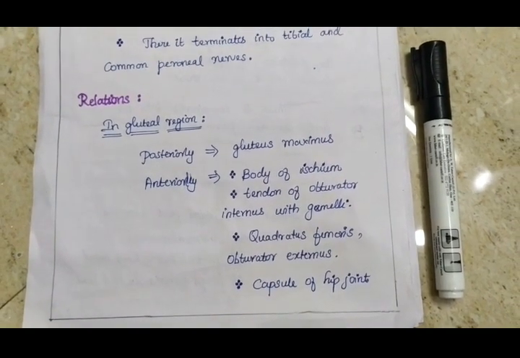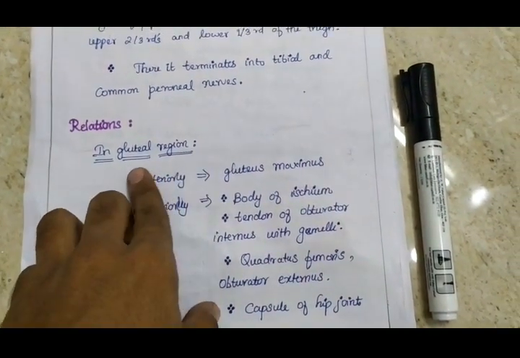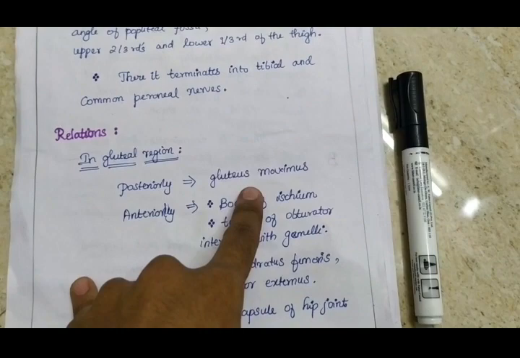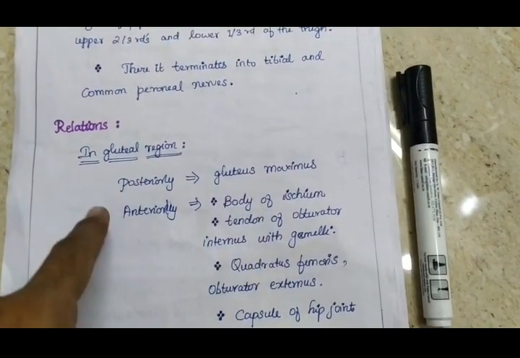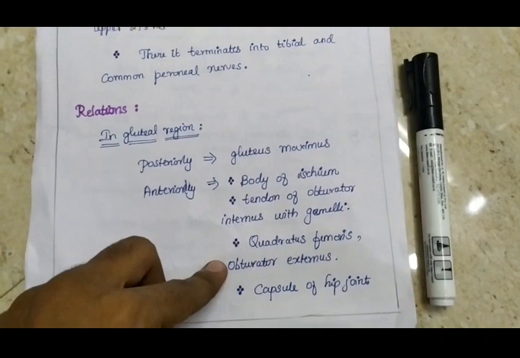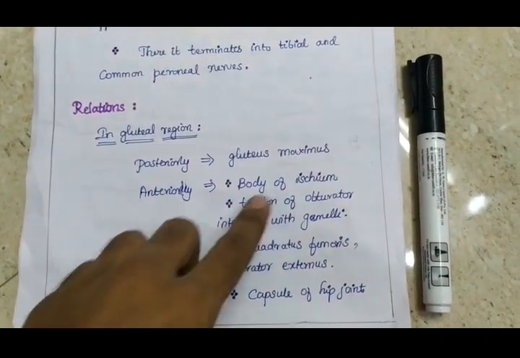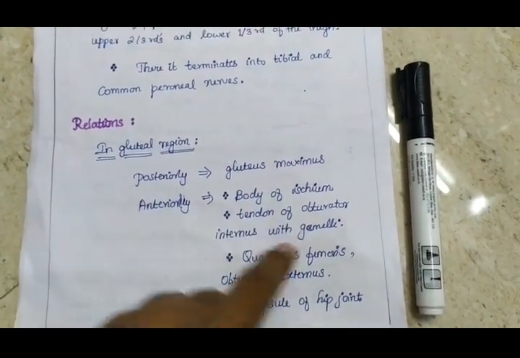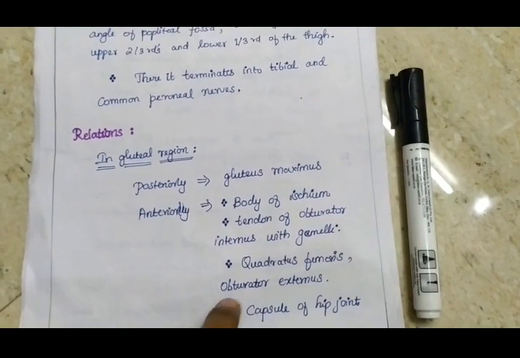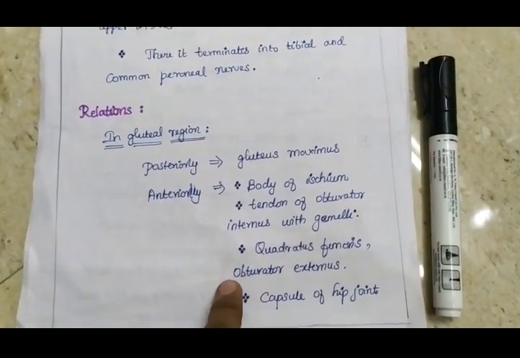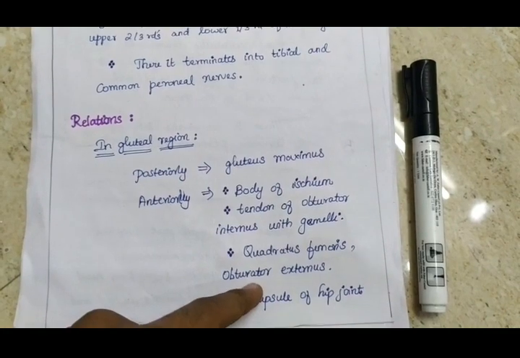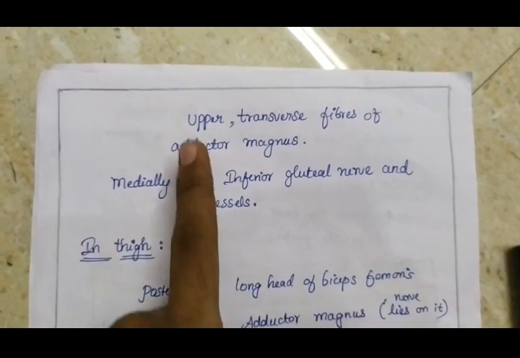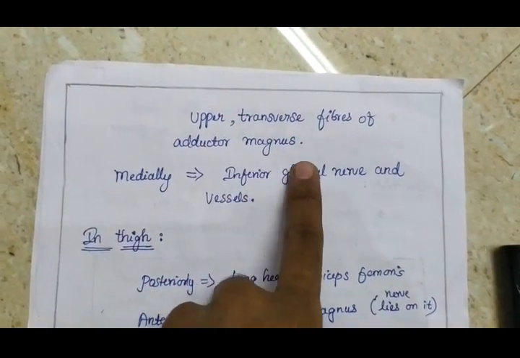Let's see the relations of the sciatic nerve. In the gluteal region, you have the following relations. Posteriorly, the nerve is covered by the gluteus maximus muscle, and anteriorly there are so many structures present. That is the body of ischium, the tendon of the deep muscles of the gluteal region, that is obturator internus with gemellae muscles superior and inferior, quadratus femoris, obturator externus, and capsule of the hip joint, and also the upper transverse fibers of adductor magnus.